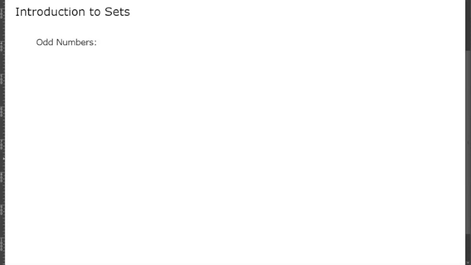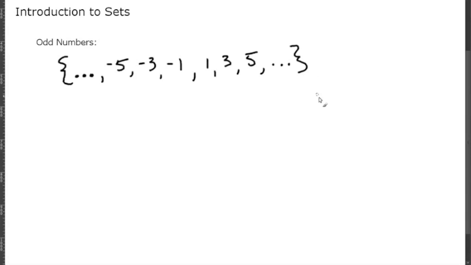Let's look at 2 examples. If I ask you to write odd numbers that are both negative and positive, we would start with an ellipsis and then do -5, -3, -1, 1, 3, 5, and then another ellipsis to show that that continues on as well.